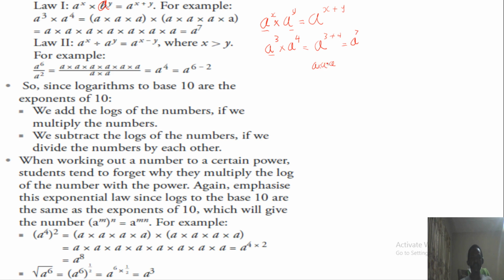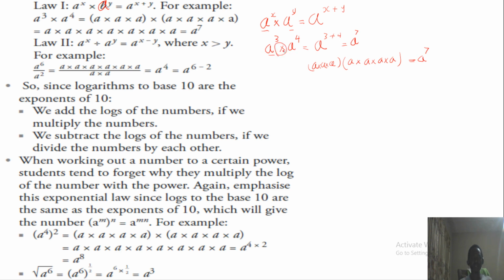Then you're multiplying it with what? A, making 4 a. 1, 2, 3, 4. Then when you do all this, you're going to have 4 a raised to power 7. But it's easier for us when you have the same base, and the sign in between the base is multiplication, then the power will be added.